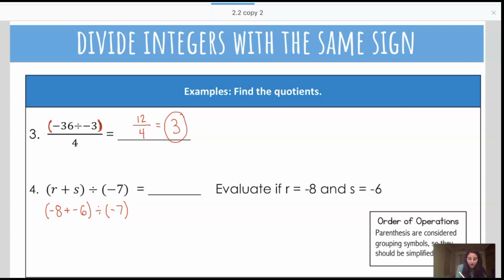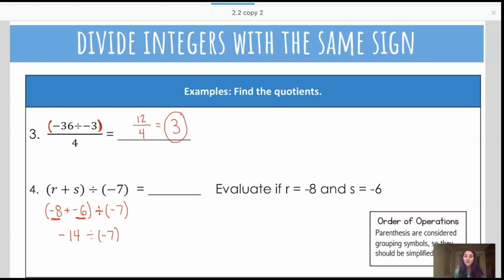All right, now I need to follow my order of operations. So that's my PEMDAS. I need to do parentheses first. So that means I'm going to do negative 8 plus negative 6. Okay, so I have a negative and a negative, so I'm finding a total loss. So my answer will be negative, and 8 plus 6 is 14. So negative 8 plus negative 6 is negative 14, and then I'm going to divide that by negative 7.